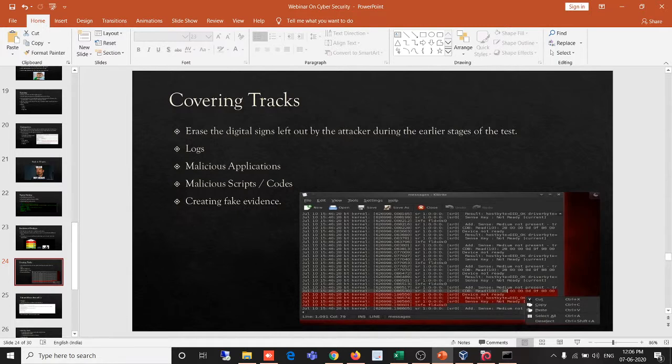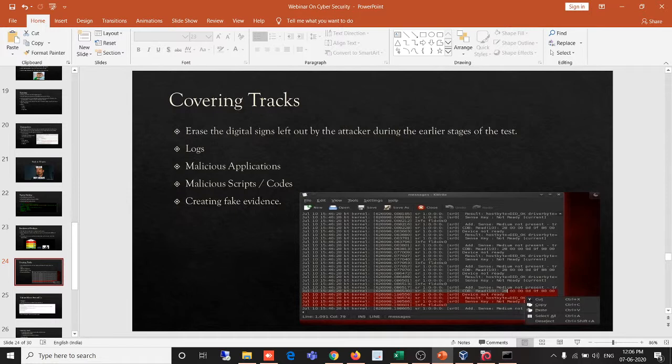Still, just a few minutes, we will end the session. And creating fake evidence is like creating logs which are related.